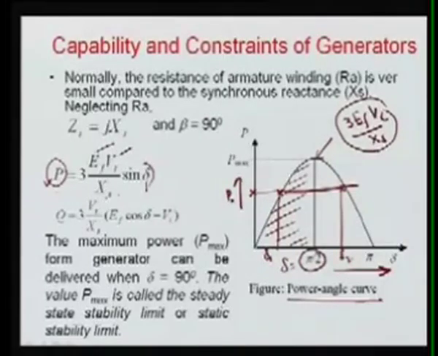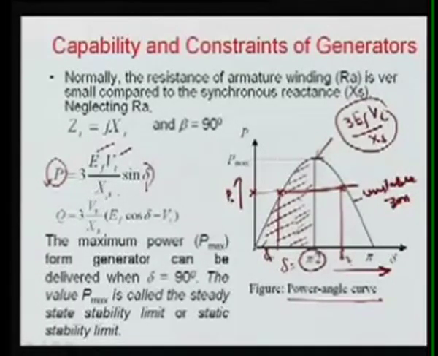Now the question arises, at which angle will this machine operate? This angle is smaller, this angle is larger. This side is called the unstable zone, so we cannot operate the generator in this zone, meaning our angle should always be less than pi by 2. This side is the stable zone of the system.